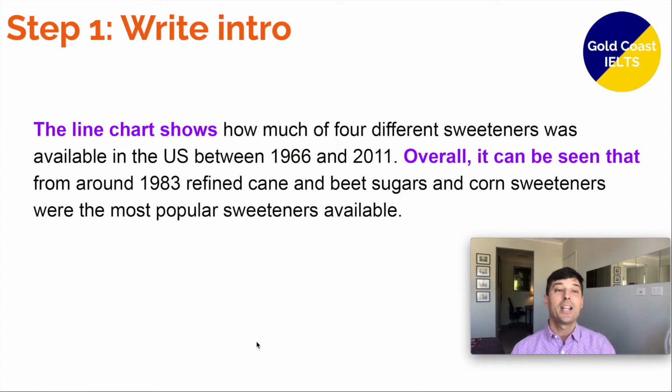And I've said the line chart shows how much of 4 different sweeteners was available in the US between 1966 and 2011. Overall, it can be seen that from around 1983, refined cane and beet sugars and corn sweeteners were the most popular sweeteners available. So there's that introduction sentence number 1, and there's that key trend sentence number 2.